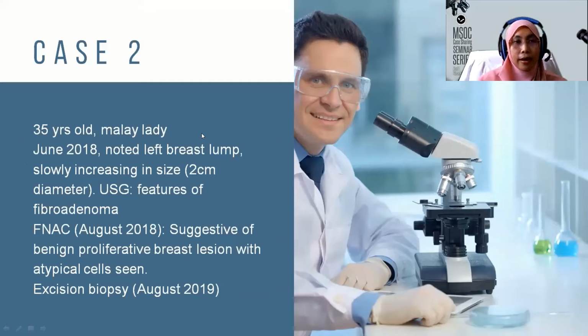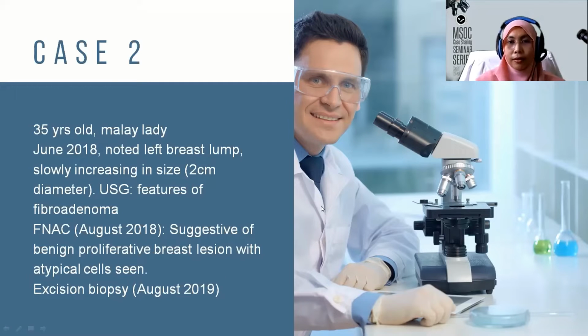Okay, next case, 35 years old, Malay lady, June 2018. She noted a breast lump, left breast lump, slowly increasing in size, 2 cm in diameter. Ultrasound, suggestive features of fibroadenoma. Then FNA was done in August, 2 months later, suggestive of benign proliferative breast lesion with atypical cells seen. Then later, based on this finding, excision biopsy was done 1 year later.